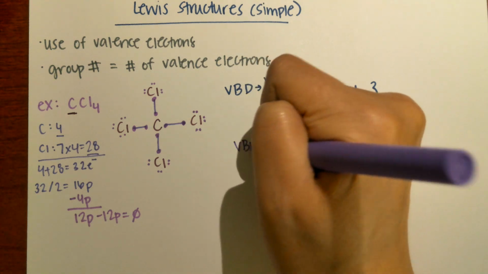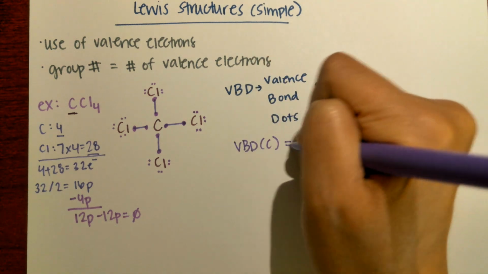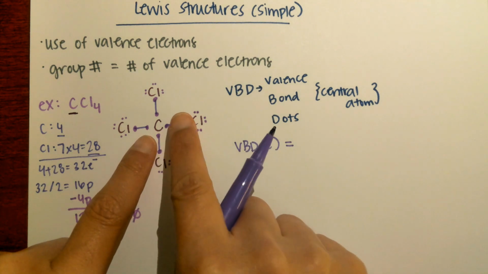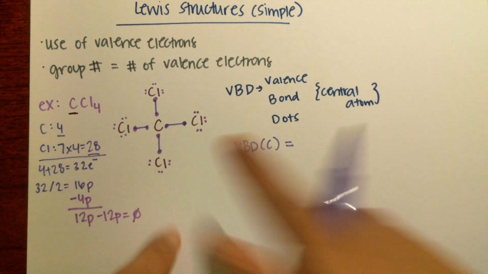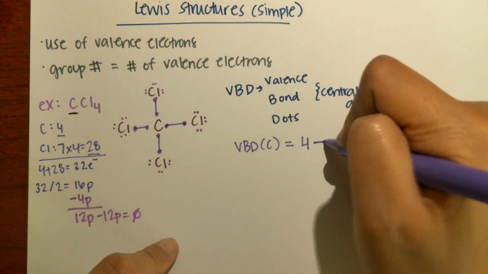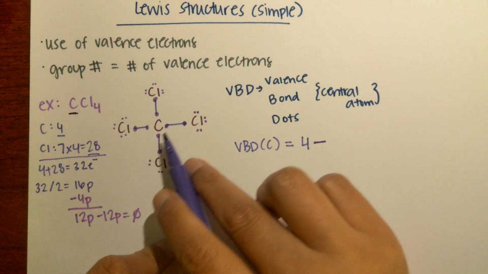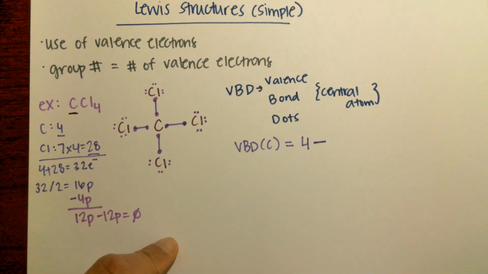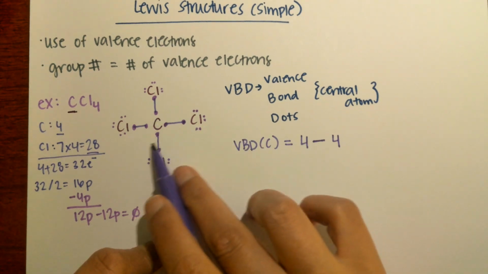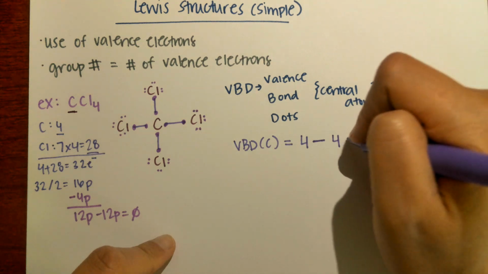So for VBD for carbon, and we're going to subtract, by the way. How many valence electrons does carbon have? We know that it has 4. Minus, and we're subtracting, how many bonds does it have around carbon? It has also 4. And did I add any dots in the center? I did not, so minus 0.